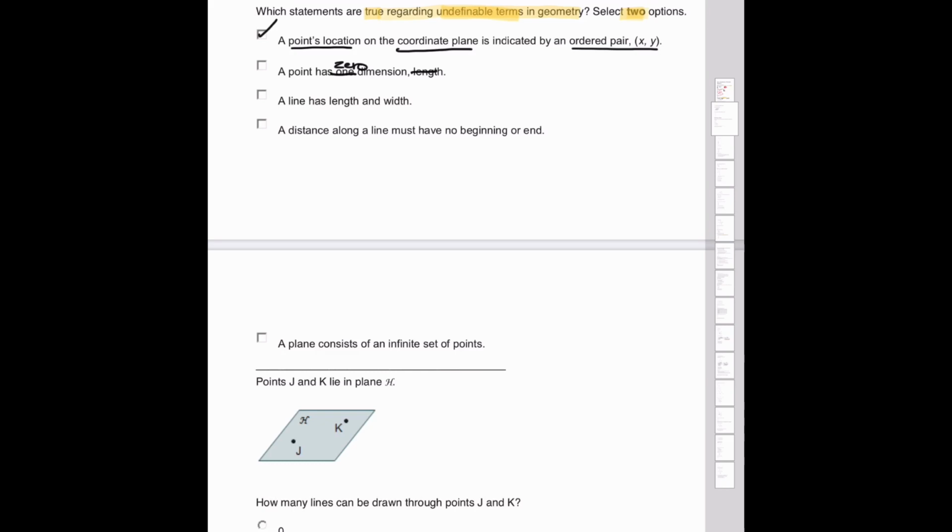Let's look at the next one. This states that a line has length and width. Well, we have identified in the previous question that a line only has length and does not have width. So we know that that is not a true statement. That being said, we can automatically determine that this is our correct answer, but let's look at it. A distance along the line must have no beginning or end. Well, what do we know about lines? We know that lines, in fact, do not have a beginning or end, and in fact extend infinitely in either direction, making that statement true.